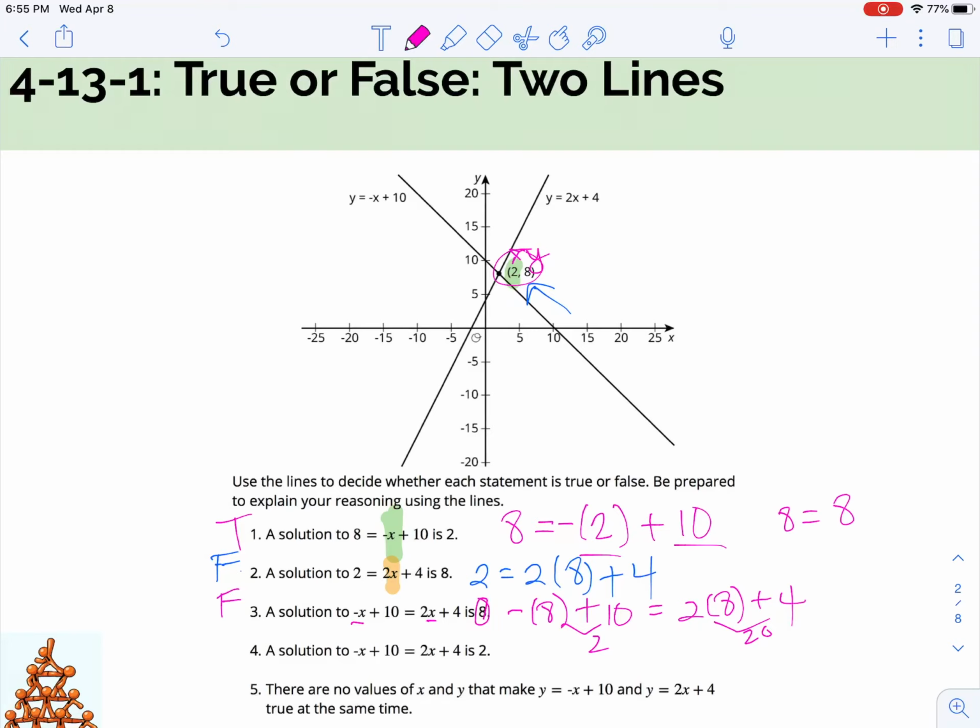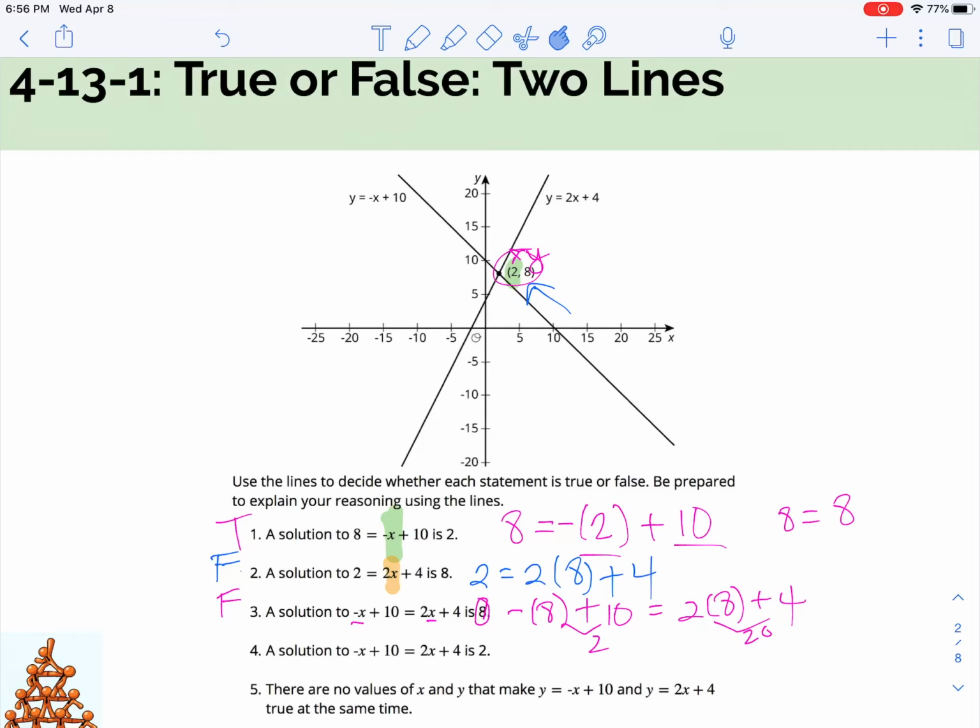Another way that I could say that this is false is by looking at the two equations and where they cross. And where they cross, there is an 8 there, but it's not in the x. It's in the y. So that is why it is not true. If we were talking about having a y in there, and we were talking about the y part of the coordinate pair, then that would be.